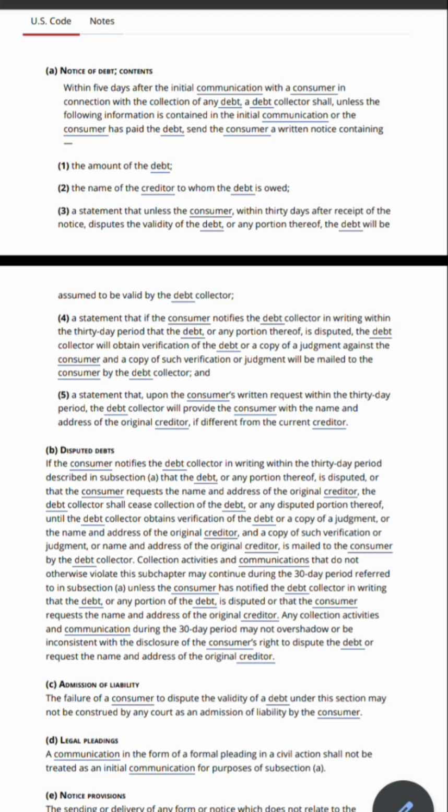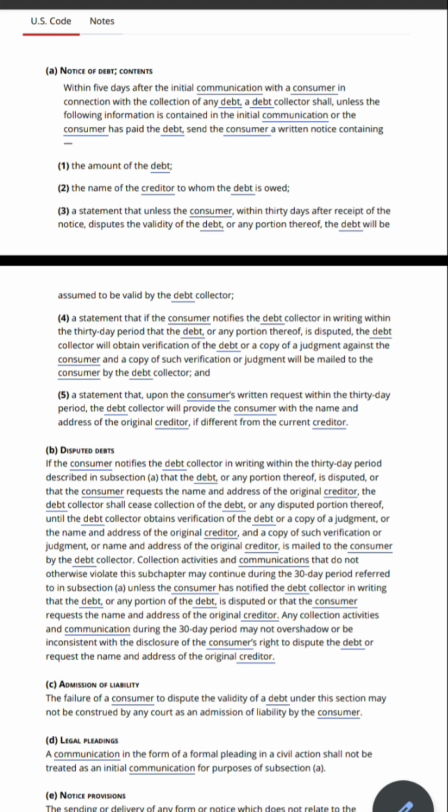Also understand, if you have an inquiry on your consumer report, that's a transaction right there.